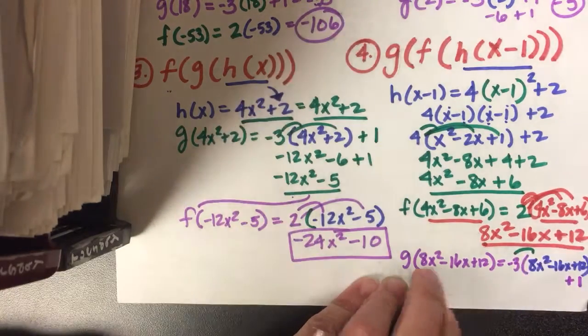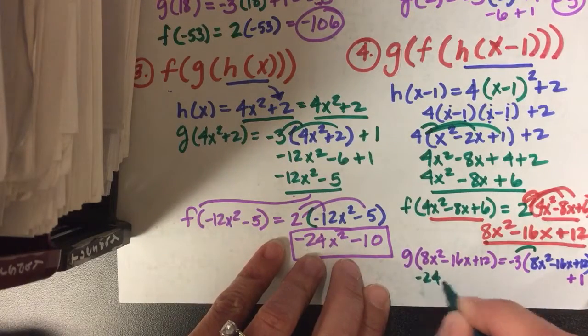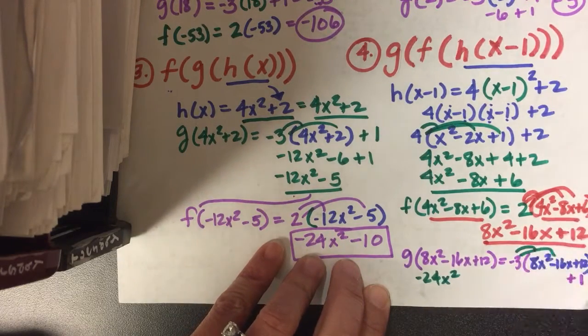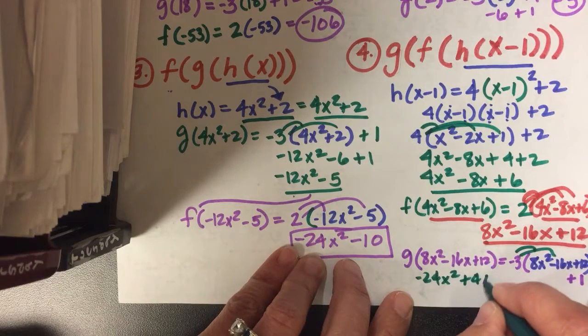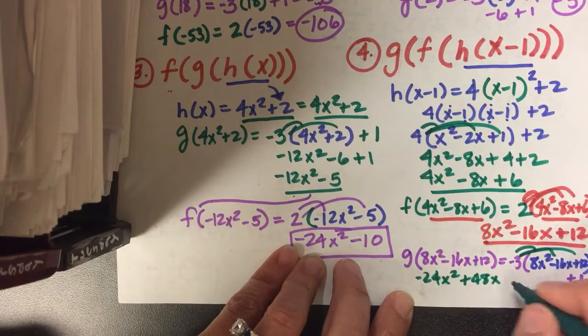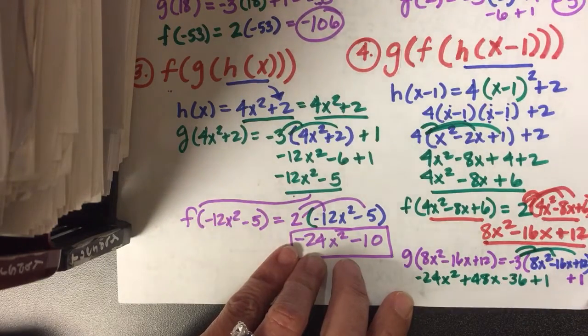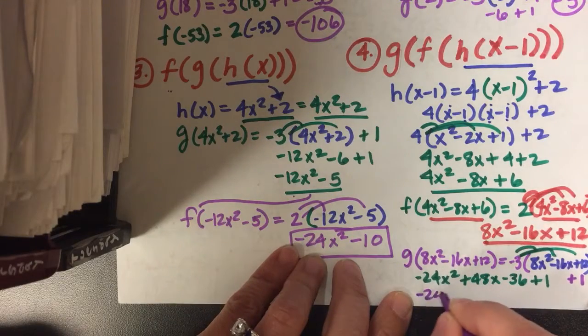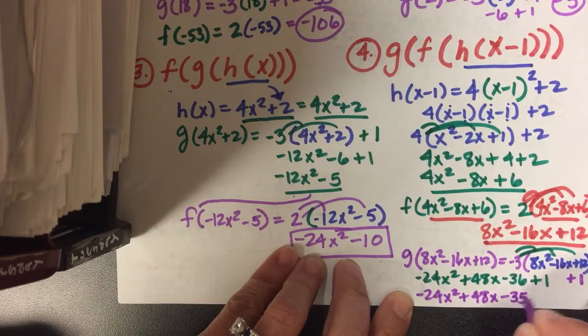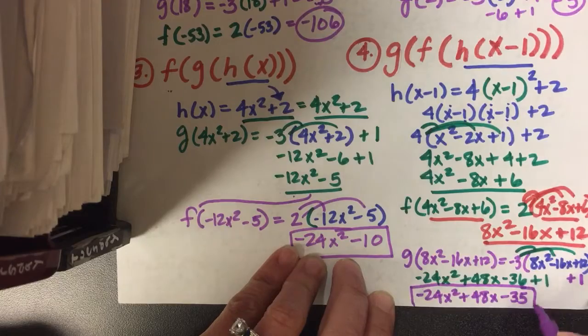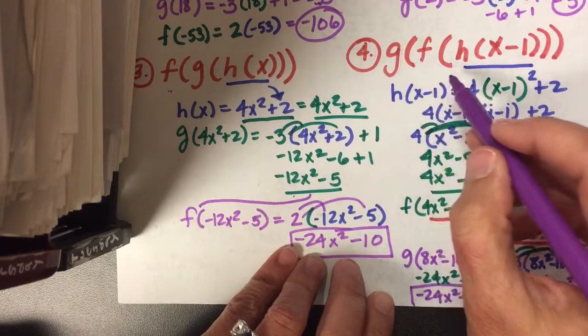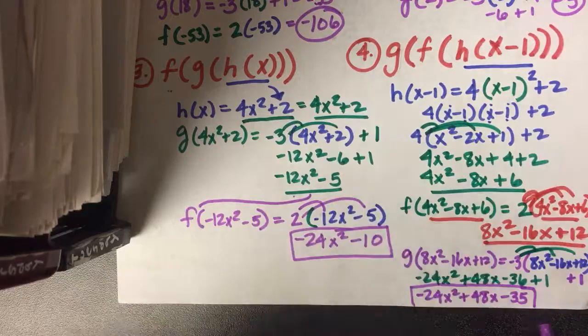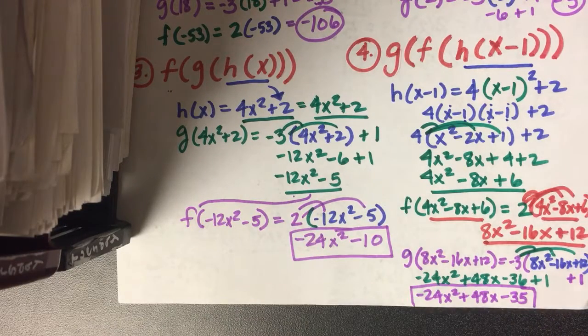And we've got negative 3 times 8x squared, which is negative 24x squared. Negative 3 times negative 16x is positive 48x. Negative 3 times 12 is negative 36, and then we have plus 1. Now I combine like terms. So I've got negative 24x squared plus 48x minus 35. And that is my final answer. That is what g of f of h of x minus 1 equals. And again, this is composition of functions, and this was with 3 functions.